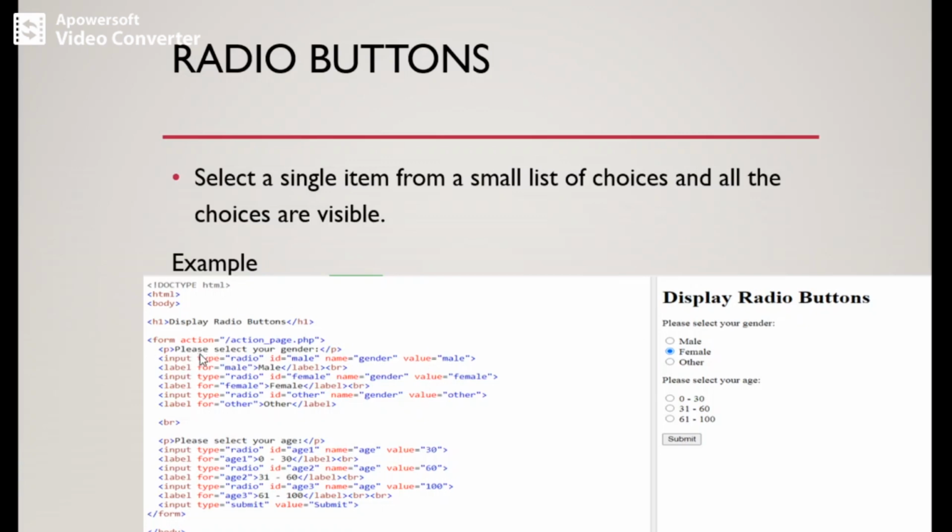So input type is equal to radio, ID is equal to male, name. See, name is important. Name should be same all through because you are referencing through that name only in your entire program. And value you have to specify. That will appear here, male, here female, here other.